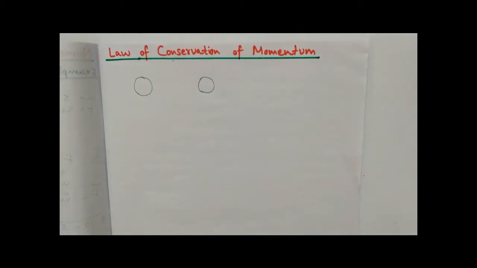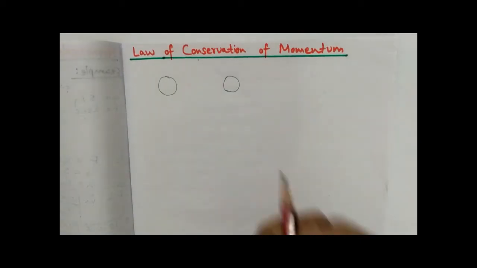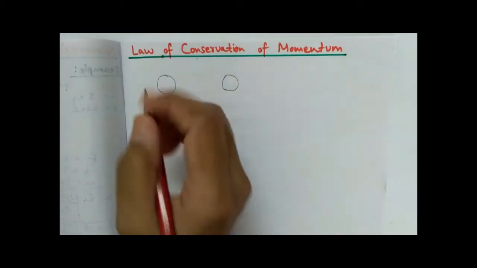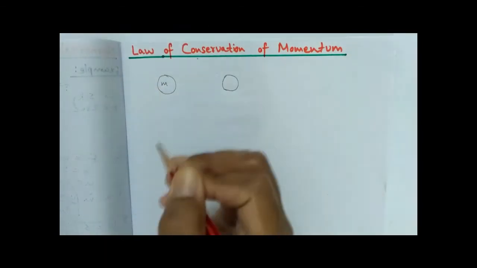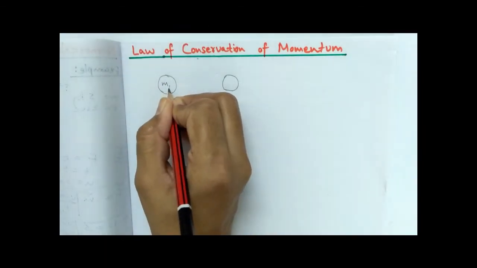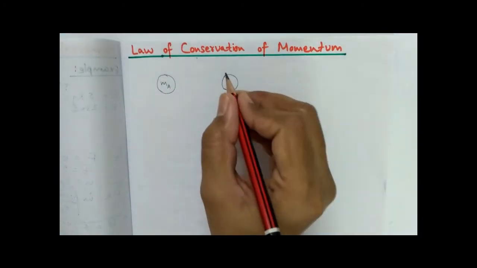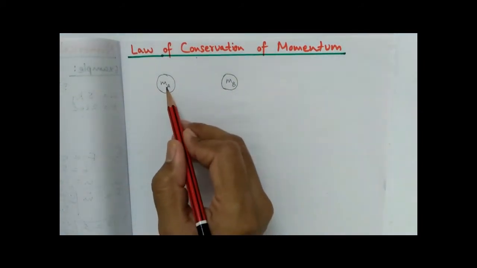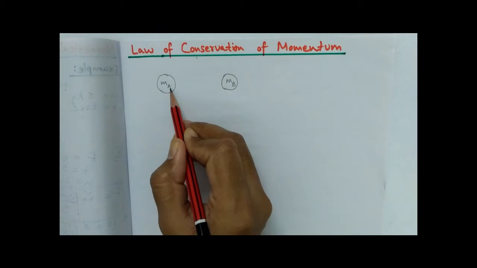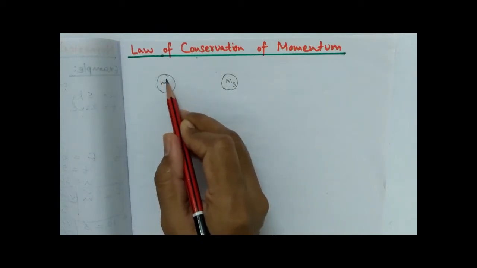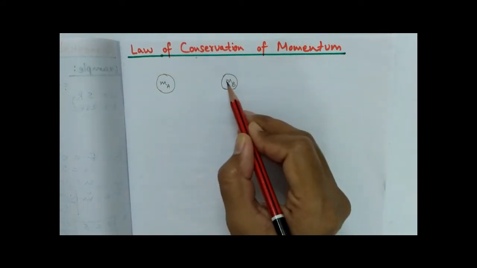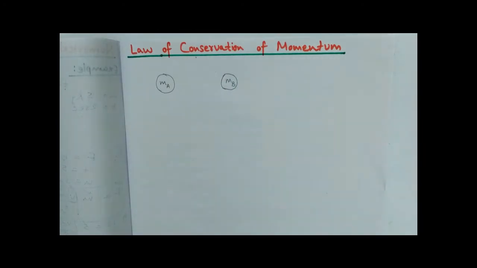Let's discuss them. Let's assume that we have two objects, object A and object B. Object A has mass ma. Object B has mass mb. Remember students, this a will come under this. This is just the way of explaining that it is the mass of object A and this is the mass of object B. So there are two objects of different mass.